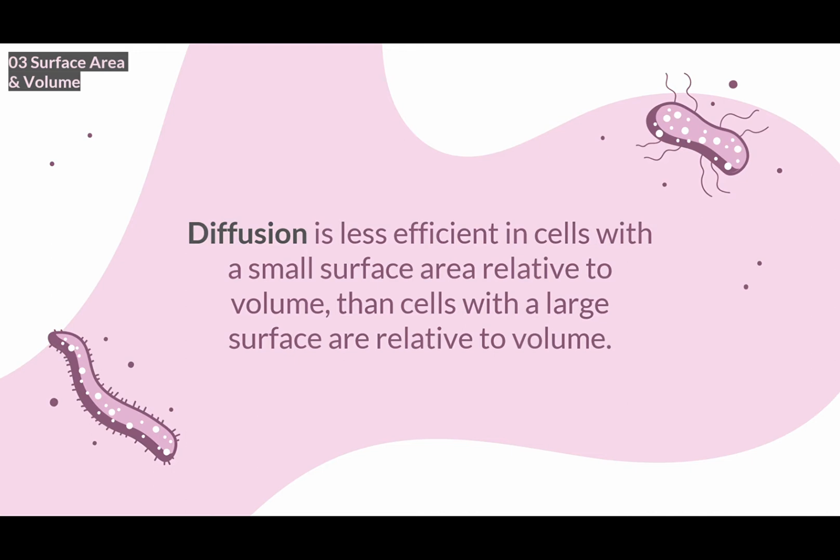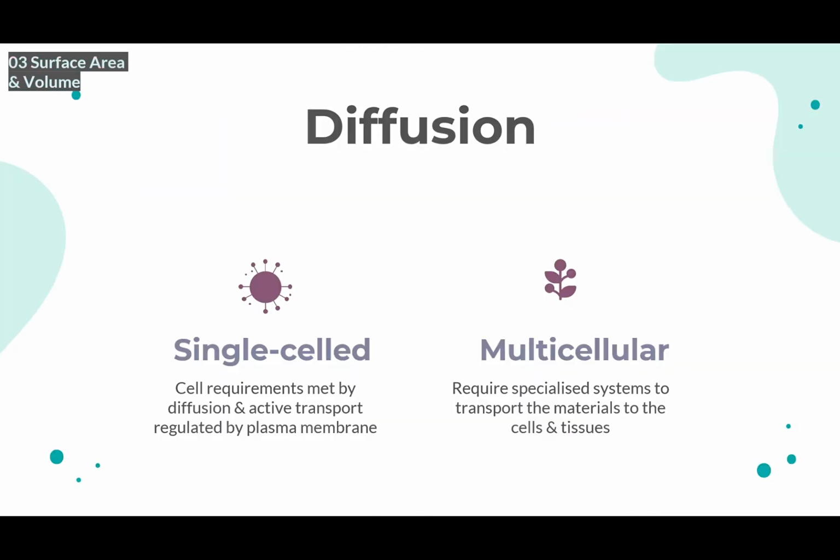The key idea is that diffusion is less efficient in cells with a small surface area relative to volume than in cells with a large surface area relative to volume. Small cells and small organisms generally have a large surface area in comparison to volume, whereas big organisms and big cells have a small surface area in comparison to volume. And diffusion is no longer effective when there is a physical limit.